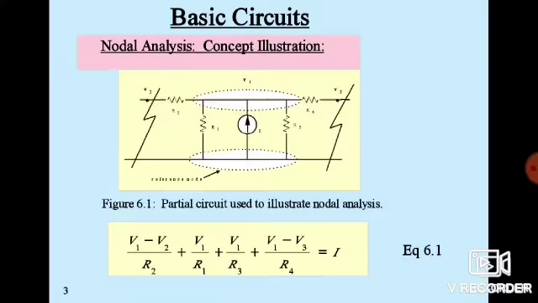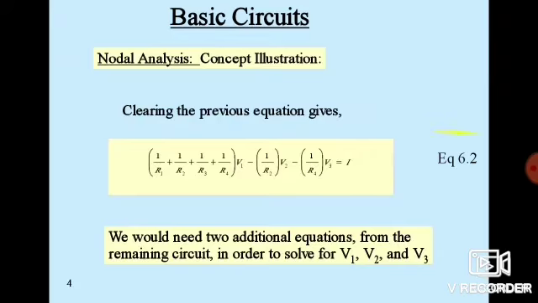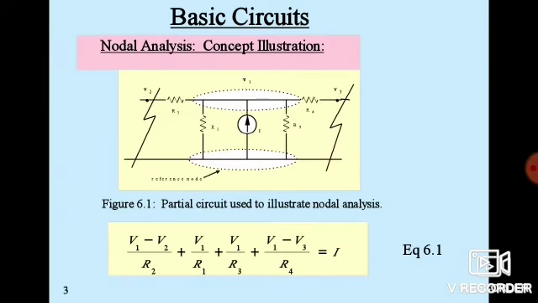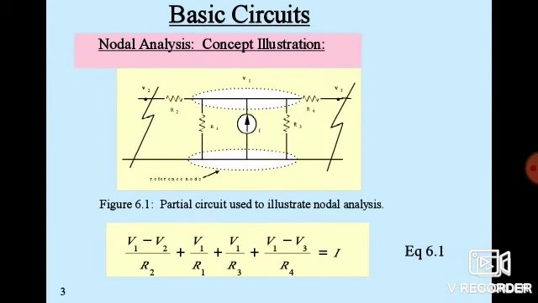If you consider node 1, that is the outgoing current: (V1 minus V2) by R2 is the outgoing current. Now let us check the resistance R1. Only the resistance R1 is there at the node V1, so the current across the resistance R1 is V1 by R1.